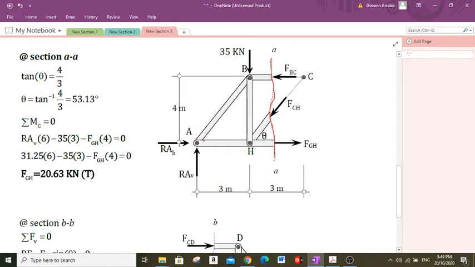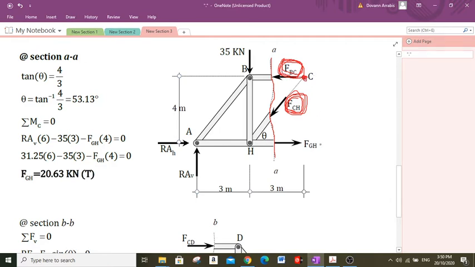If we take moment about point C, we will identify the forces that can create moment about point C. FBC and CH will be eliminated, no? Since the line of action of these forces passes through point C.